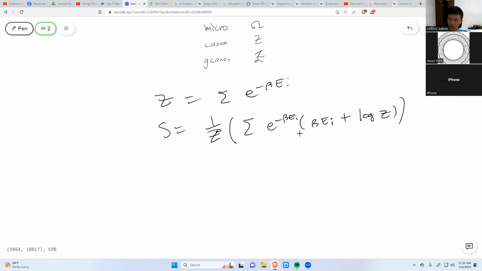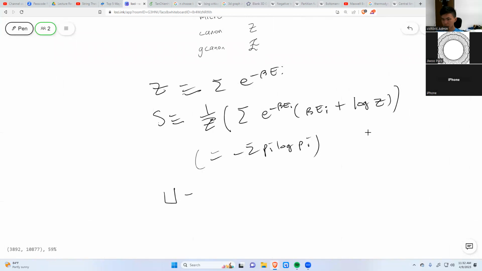This follows from the definition. S is defined by the Gibbs entropy, which is given by the sum over p_i log p_i. So these are all definitions.